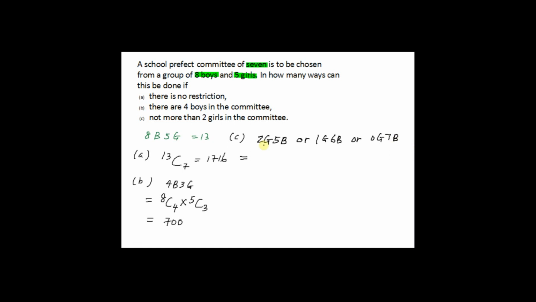This equal to choose 2 girls, this is 5C2 multiply with, now you need to choose 5 boys out of 8 boys, so this is 8C5 plus, now you have to choose 1 girl and 6 boys. 1 girl is 5C1. To choose 6 boys is 8C6 plus 0 girl means is 5 girl, C0 multiply with 8 boys, you choose 7. Just press your calculator, your answer should be 708.